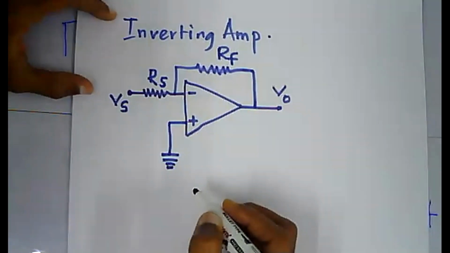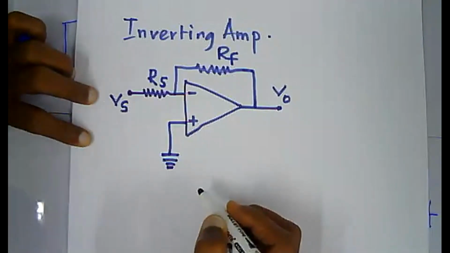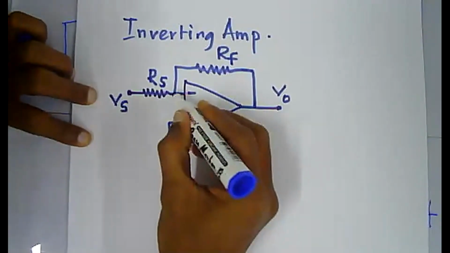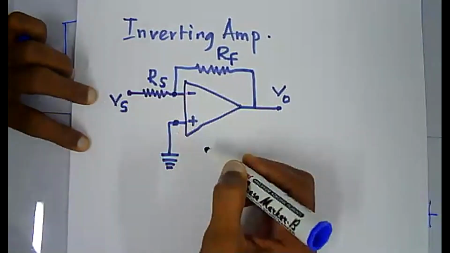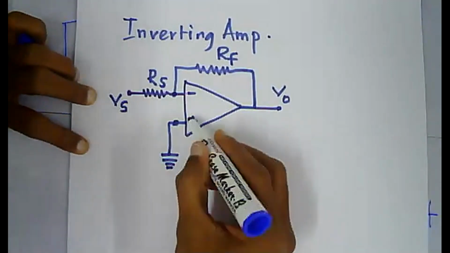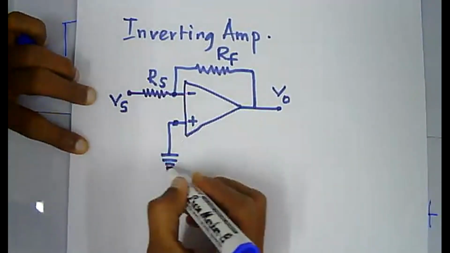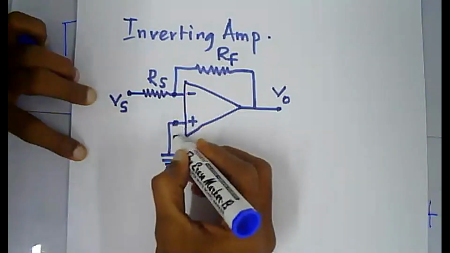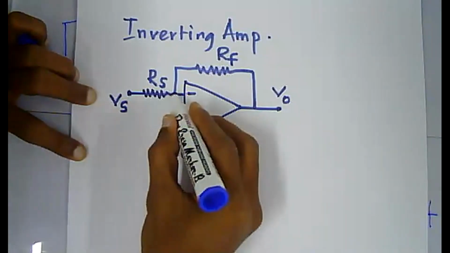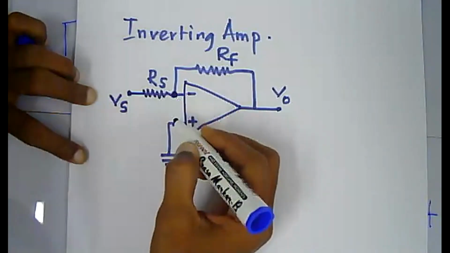Now, by applying golden rule number 1, which says the voltages at the inverting and non-inverting terminals are always equal, what is the voltage at the non-inverting or plus terminal? It is 0, because the plus terminal is grounded. So the voltage at this point is 0. Hence, the voltage at this point will also be 0.